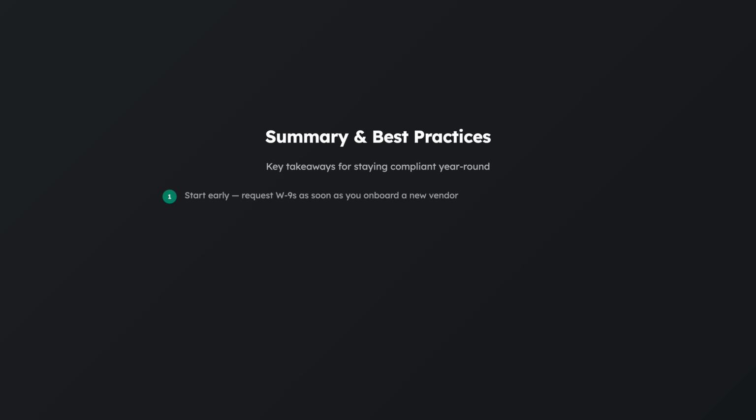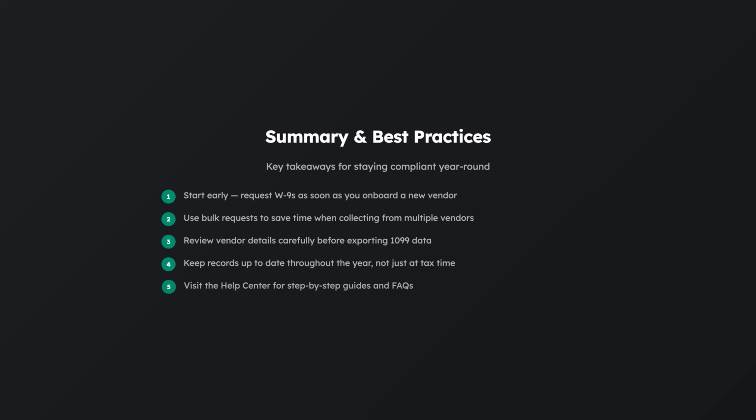Let's recap what we covered today. The complete W-9 and 1099 workflow in Debits follows these steps. First, navigate to the 1099s tab and review your vendor list. Second, request W-9 forms individually or in bulk. If you don't have vendor emails, use the Request Info from Client feature to ask your client for that information first. Third, track the status of each request and send reminders as needed.